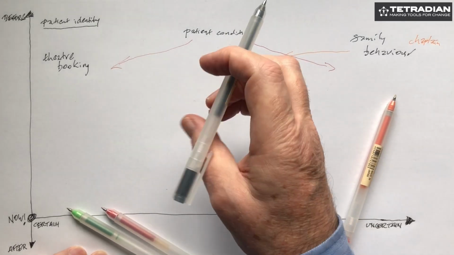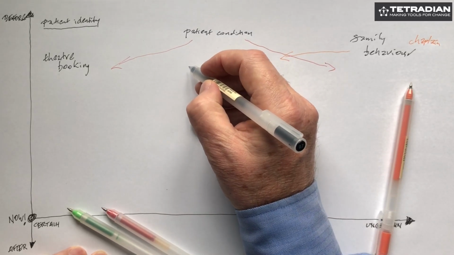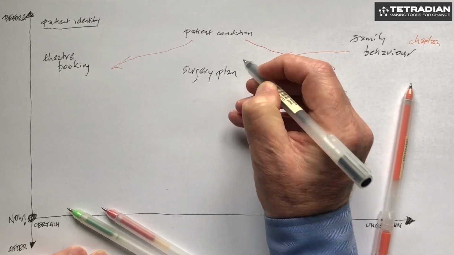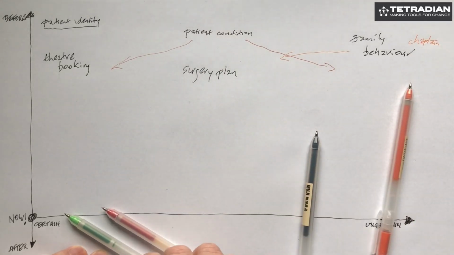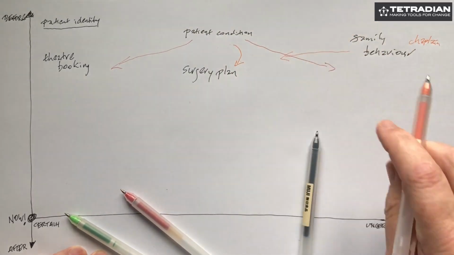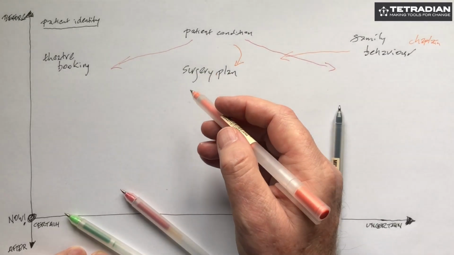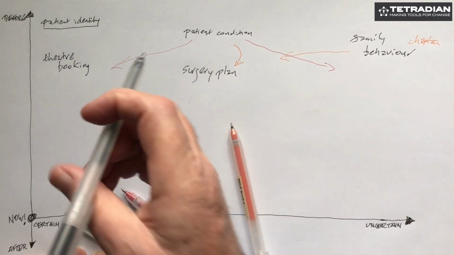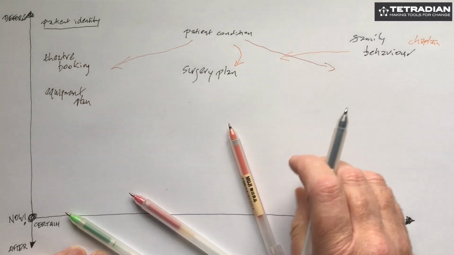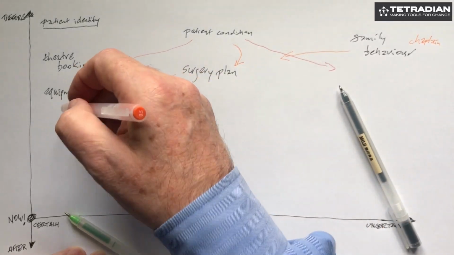Next thing on this, if we've got the theatre booking and the patient condition tracked, we now want to develop a surgery plan. And that's going to be dependent on the patient condition. There's a dependent relationship here. There's also, given the surgery plan, we're now going to need an equipment plan. That too is a dependency. And we need to be very clear about those.